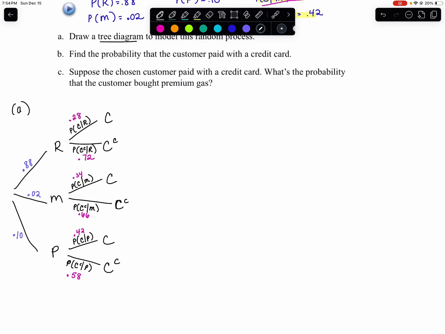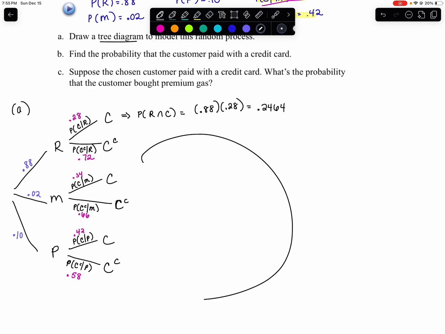That's really the tree, but this is always a helpful thing to have, especially because this is where we're always going with Bayes' law, is to now do the and. So what's the probability that they got regular gas and they paid with a credit card? That's going to be our 0.88 times our 0.28. And then you can calculate all the numbers. So pause the video and do the calculations to fill in this part, okay?